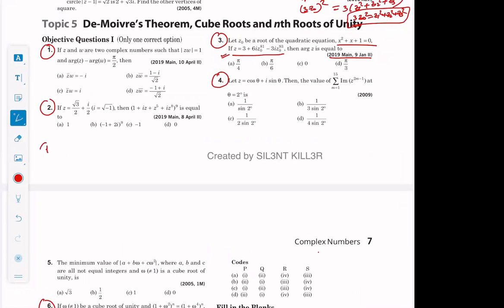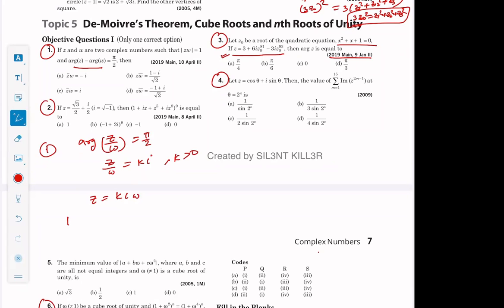I am discussing this problem. Question number 1. Mod ZW is equal to 1. And here argument of Z minus argument of W is pi by 2. So you can say argument of Z upon W is pi by 2. So basically you can say Z upon W is a complex number of the type Ki, where K is a positive number. So if you put this value in the first equation, Z is equal to KIW.